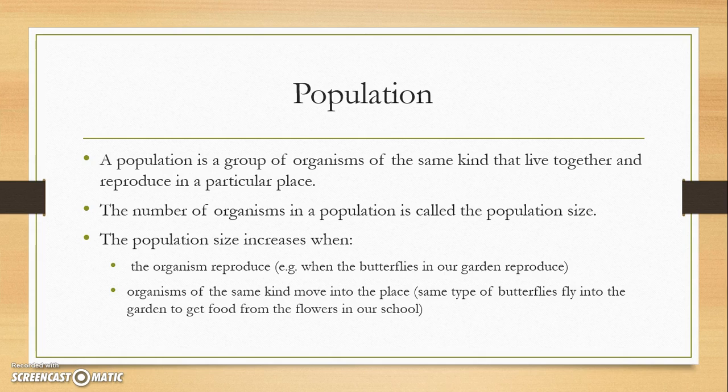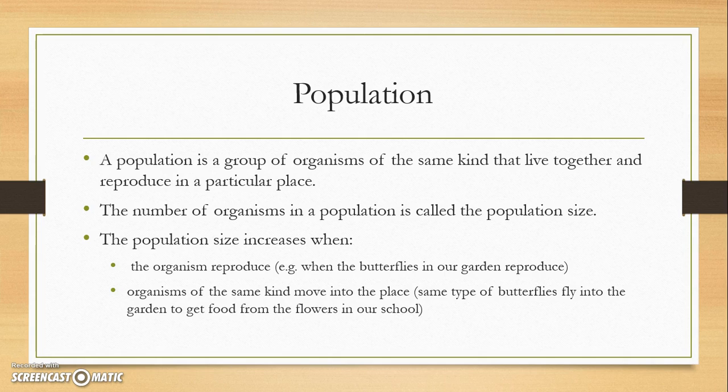Alright, now this population size is always changing. It can increase if the organisms reproduce. For example, when the butterflies in our garden lay eggs and the eggs become caterpillars, that means the population size has increased. Or other butterflies of the same species fly into our garden to join the population, and that also increases the population size of the butterflies. All right, so organisms of the same kind move into the place.